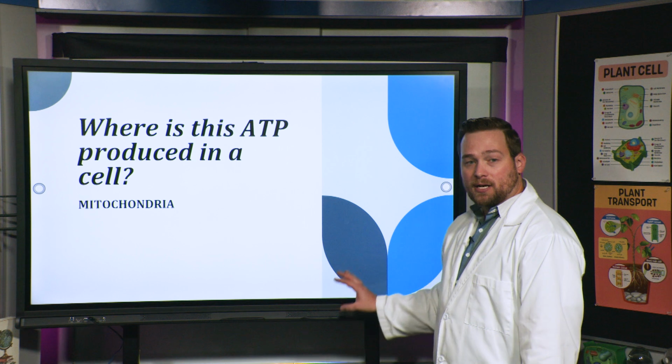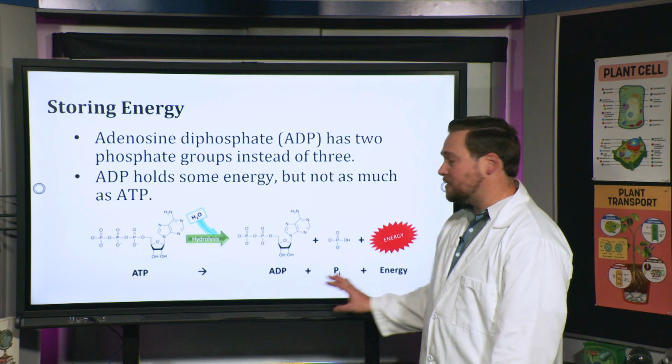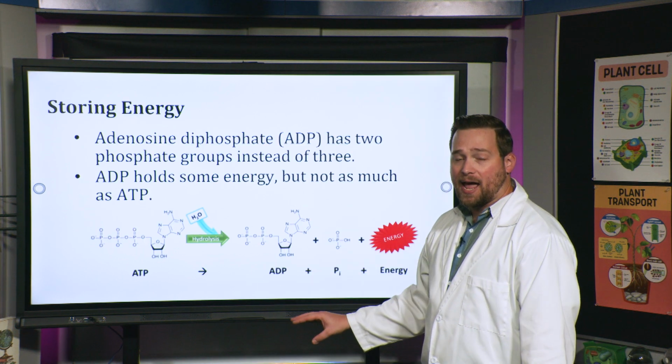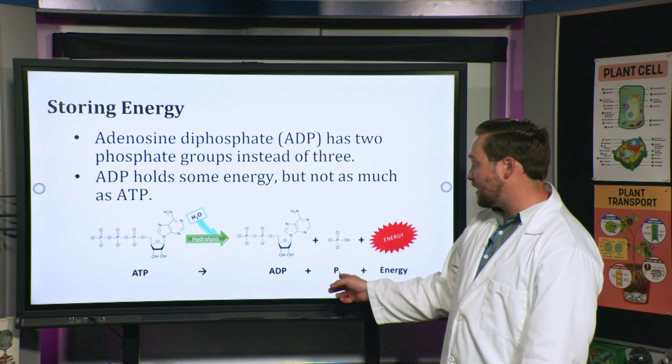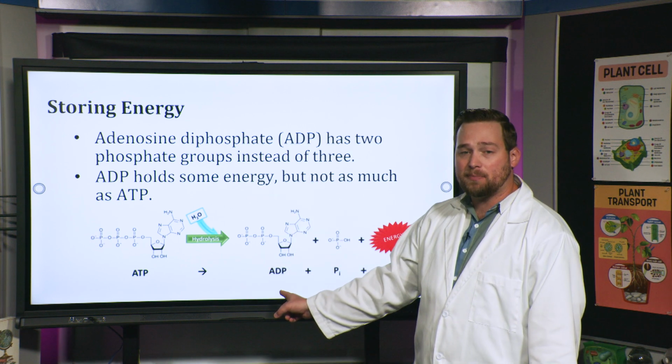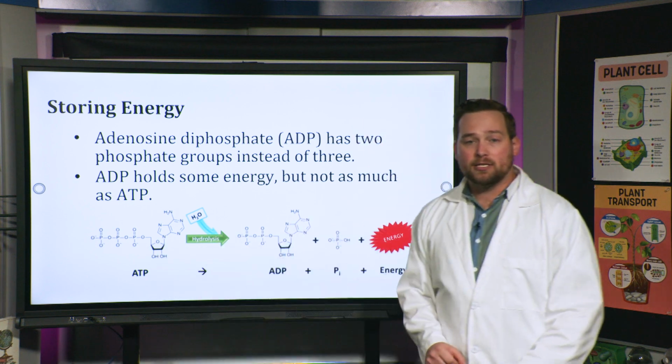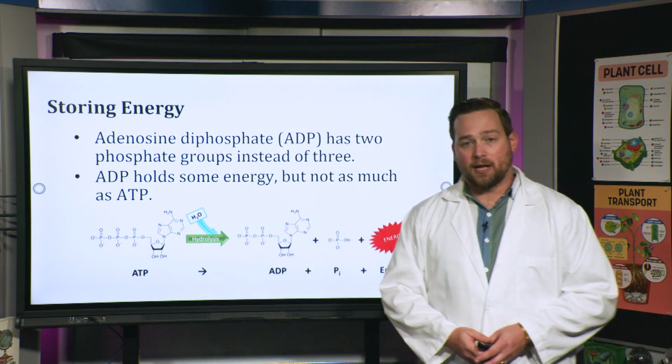Now, just because this battery doesn't have any charge in it now doesn't mean we just throw it away right away. We're going to want to recharge it. And if we can get that phosphate back on this ADP molecule, we'll make another ATP and we can use it for something else in the future.